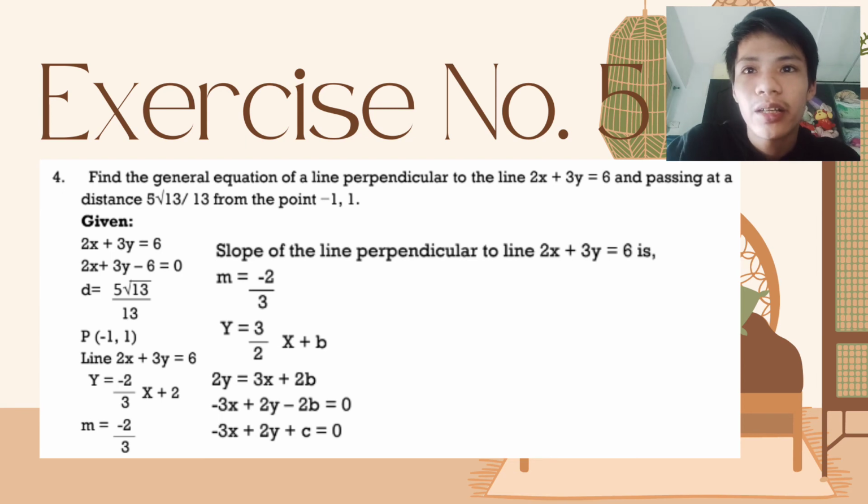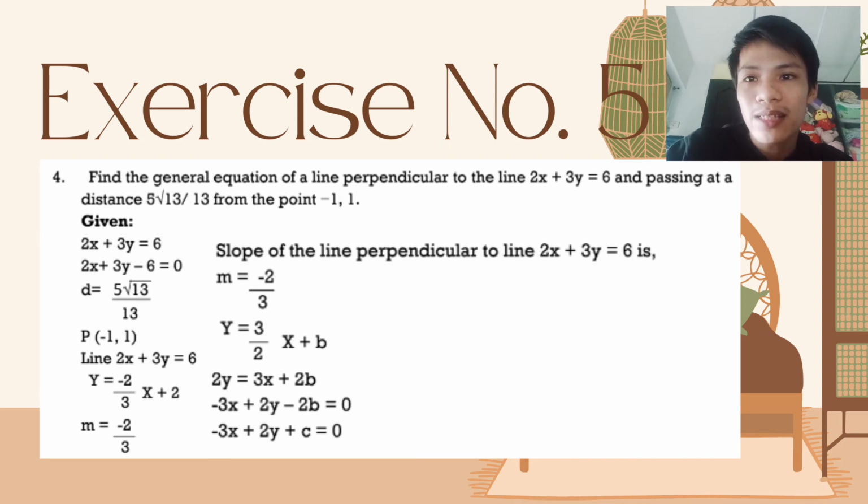Find the general equation of a line perpendicular to the line 2x plus 3y is equal to 6 and passing at a distance of 5 square root of 13 over 13 from the point negative 1 and 1. So the given is 2x plus 3y is equal to 6. So 2x plus 3y minus 6 is equal to 0. So yung d natin is 5 square root of 13 over 13. And yung point natin is negative 1 and 1.